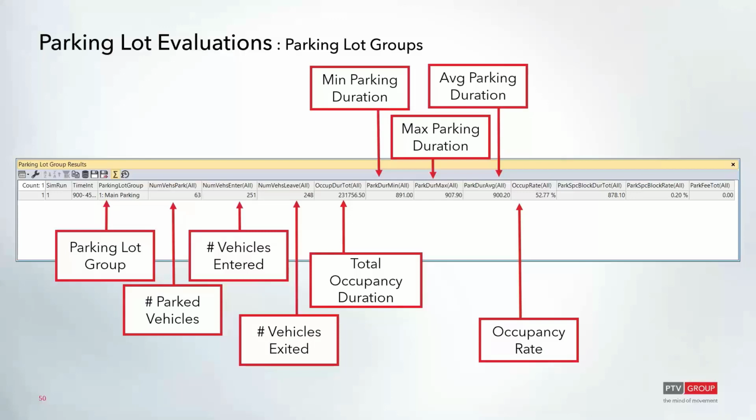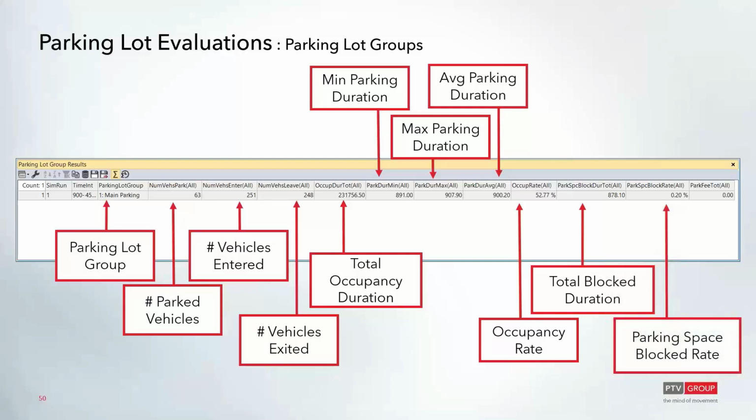And then in here, you can also see the average occupancy rate for all of the parking spaces, the total duration of block time for any of those parking spaces. So this would occur if a vehicle is waiting to exit, but maybe the main traffic flow is a bit too heavy and those vehicles can't get out. In that case, those spaces are going to be blocked and won't allow any other vehicles to park there. And in addition to the total block duration, you can also see the parking space blocked rate as well. And then finally, we also have the total of any parking fees associated with those parking lots.